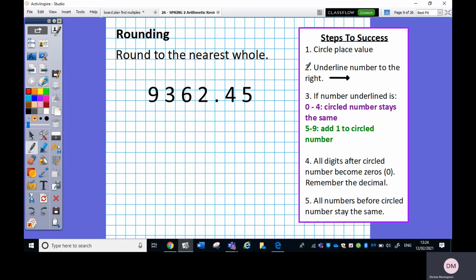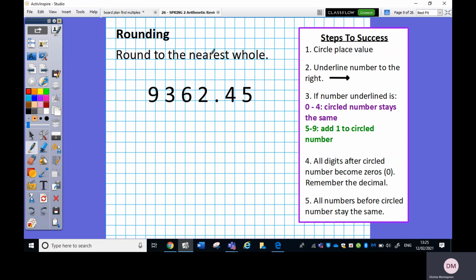So let's read through the steps to success. Number 1, circle place value. Number 2, underline the number to the right, so it's going in this direction. Number 3, if number underlined is 0 to 4, then the circle number stays the same. But if it's 5 to 9, then you add 1 to the circled number. Number 4, all digits after circled number become zeros, and remember the decimal. Number 5, all numbers before circled number stay the same.